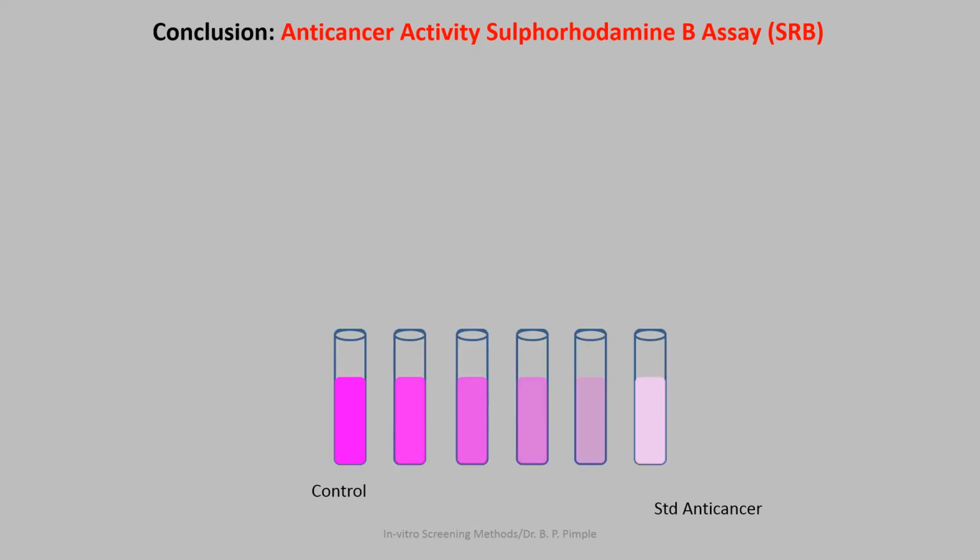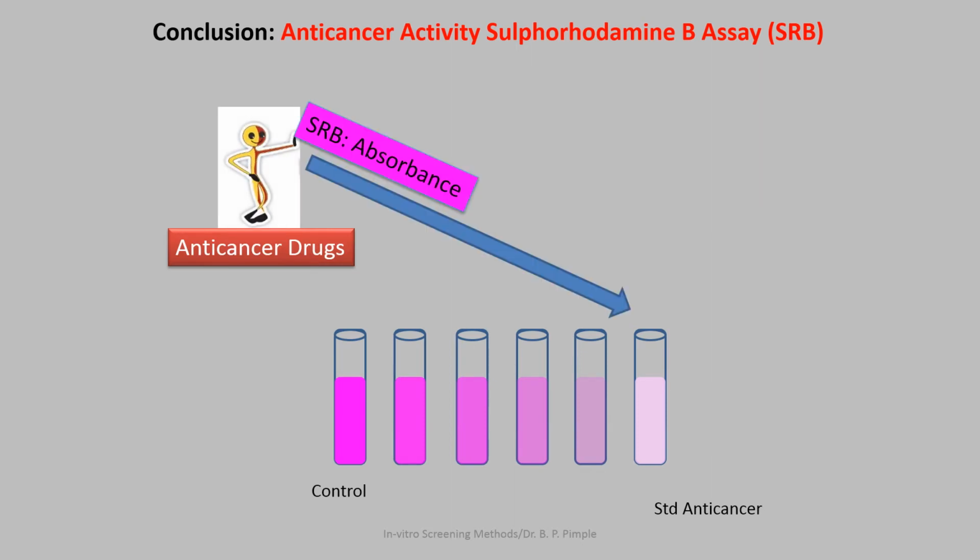Now, after completion of the entire experiment, we should remember that suppose these are the test tubes. The test tube with high intensity pink color is control, that does not have any anti-cancer drug or cytotoxic drug, whereas the test tubes or the wells that have low intensity color or no pink color are more anti-cancerous in nature. That means anti-cancer drugs decrease the absorbance of SRB. Anti-cancerous drugs decrease SRB's absorbance.